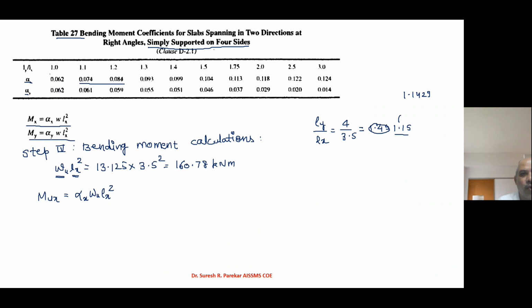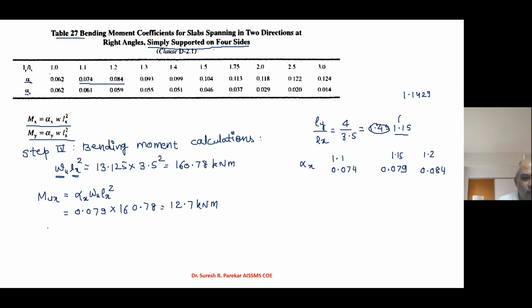So it ranges between the two. For alpha x, for Ly by Lx of 1.1 the value is 0.074 and for 1.2 we have 0.084. We have to find for 1.15, which will be at the center. If you take the average of this, you will get 0.079. Then we substitute alpha x as 0.079 into 160.78, and we get the bending moment equal to 12.7 kilonewton meter.